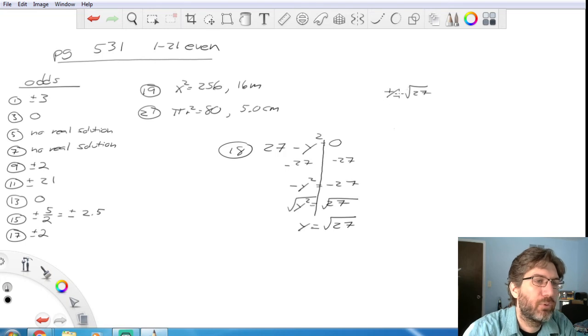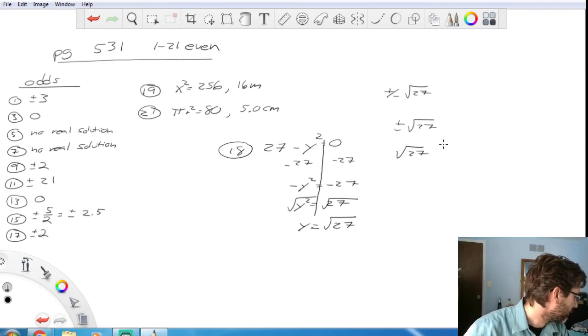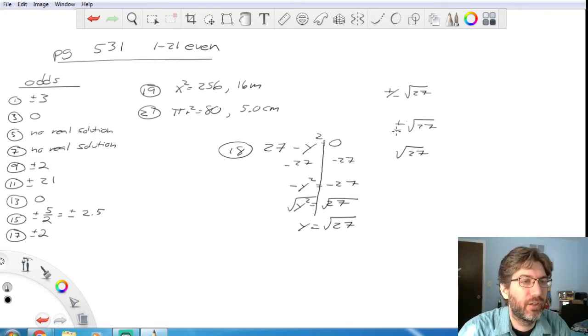I don't think the computer lets you make the plus minus sign like that. Or you can just leave it as the square root of 27, because technically this does have a positive and negative answer to it. So any one of those is acceptable. That's it.